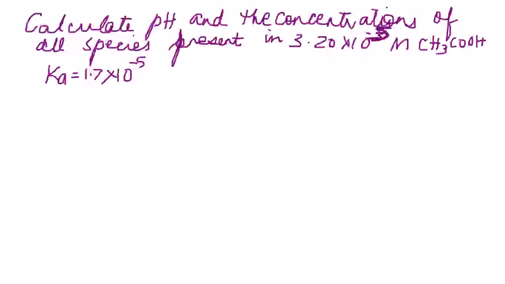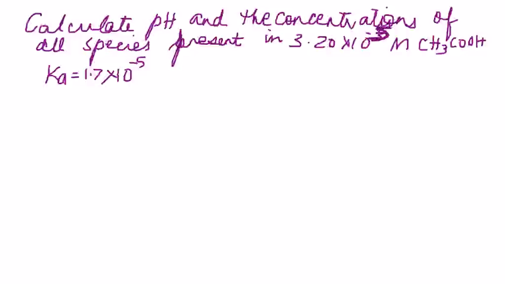Okay, hi class. We have a question here. The question is: calculate the pH and the concentration of all species present in 3.20 times 10 to the negative fifth molar concentration of acetic acid. The Ka value is provided.